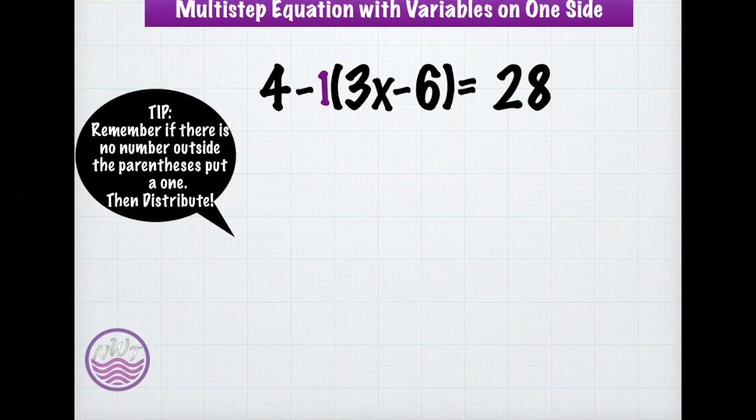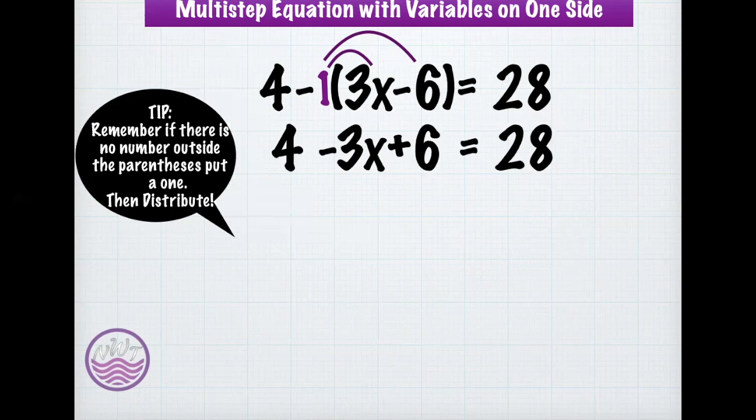That looks like a subtraction sign, but subtraction signs and negatives are one and the same. So that is a negative 1 that I'm going to be distributing to both the 3x and the negative 6. Make sure you distribute to all of the items inside the parentheses. So when I do that, I get negative 4 minus 3x plus 6 equals 28.